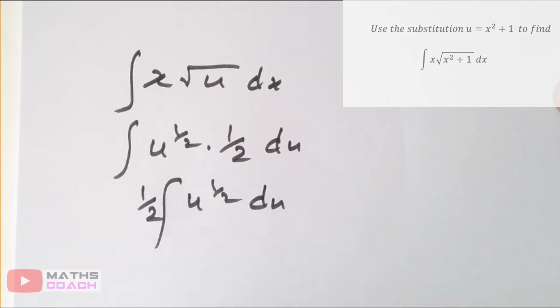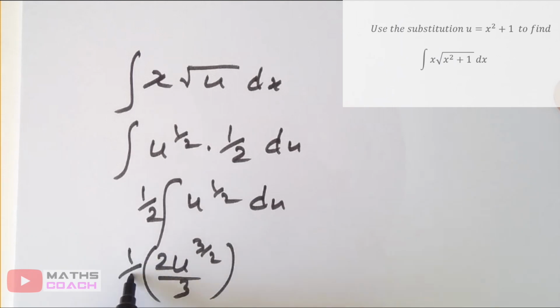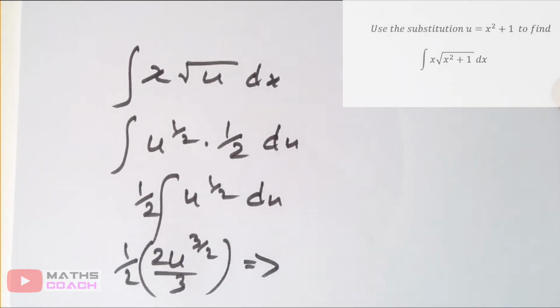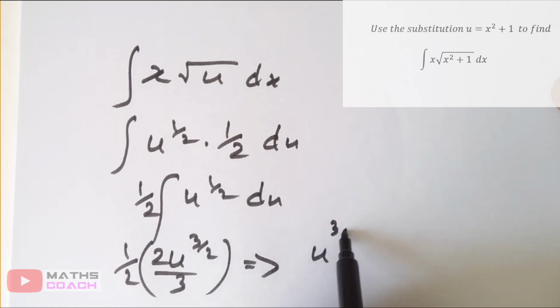So we can integrate u to the power half, and that becomes u to the power 3 over 2. And like before, when we divide by 3 over 2, we times by 2/3. But do not forget, we've got a half outside. If you look at that, we can now simplify. In this case, the 2's can just cancel. So we're left with u to the power 3 over 2, over 3.